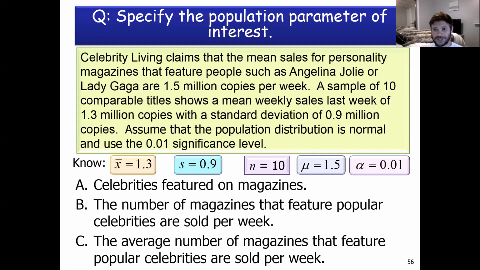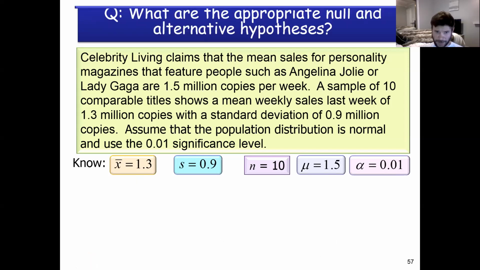And here's the information that we're given. But we're being asked not about the number of magazines, not specifically about which celebrities are featured. We're being asked about the average number of magazines that feature popular celebrities that are sold every week. And we're now going to think about the appropriate null and alternative hypotheses here.